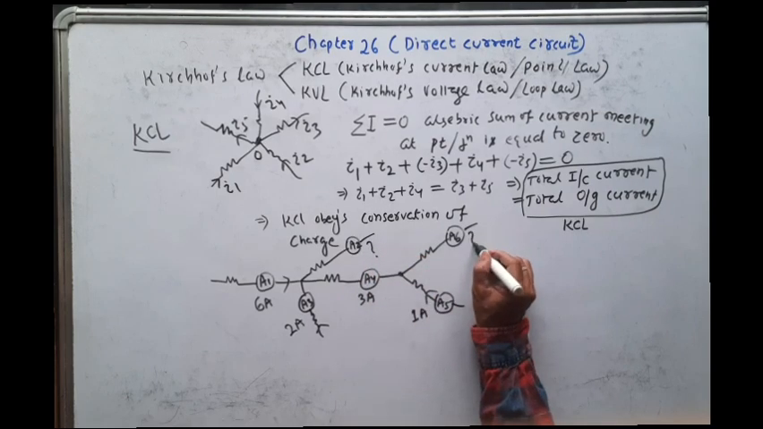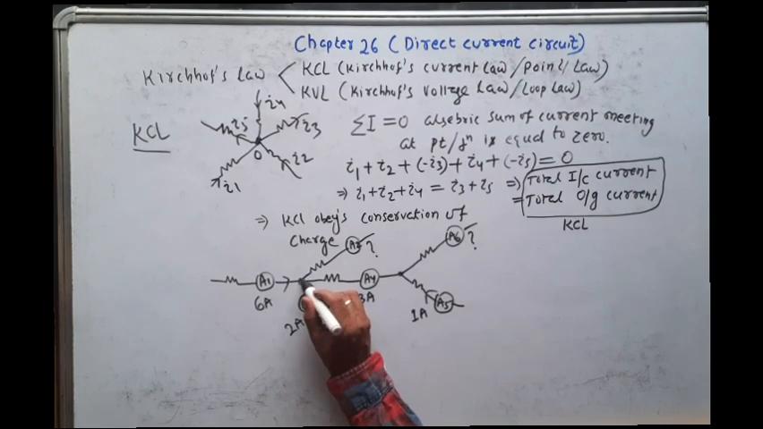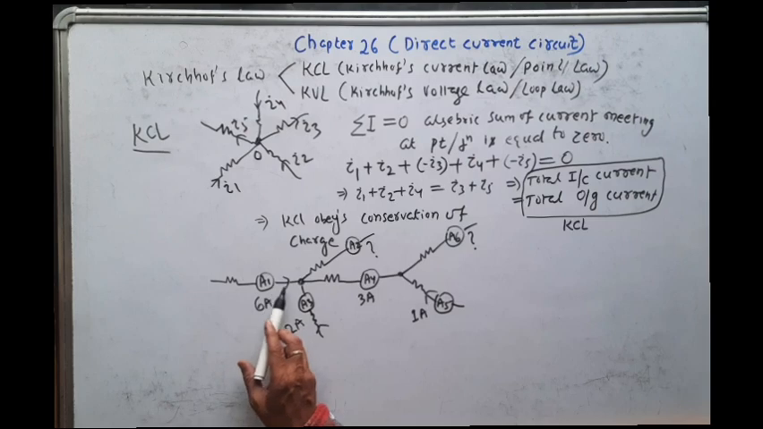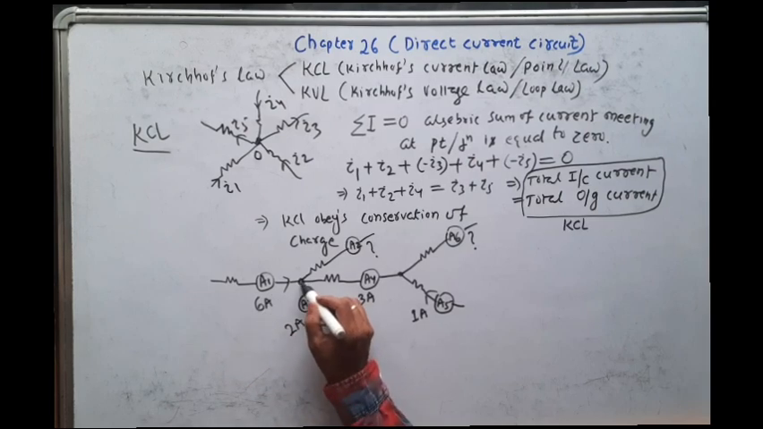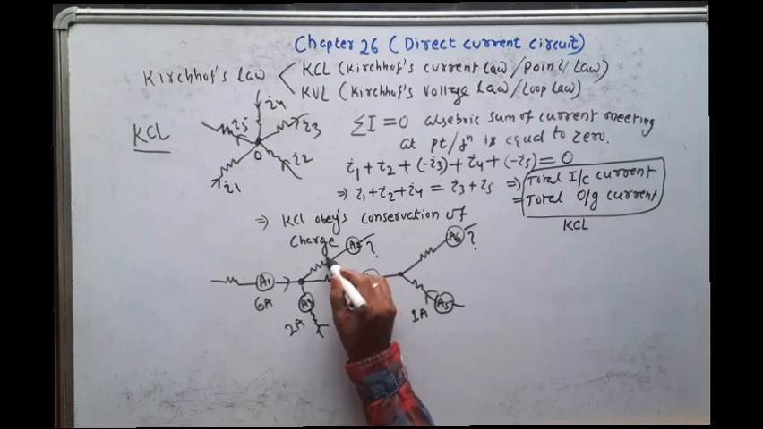What is the reading of ammeter A6? Okay, this is the question. Now see, in this junction, the 6 ampere and 2 ampere are coming to this junction. And here there are two branches.